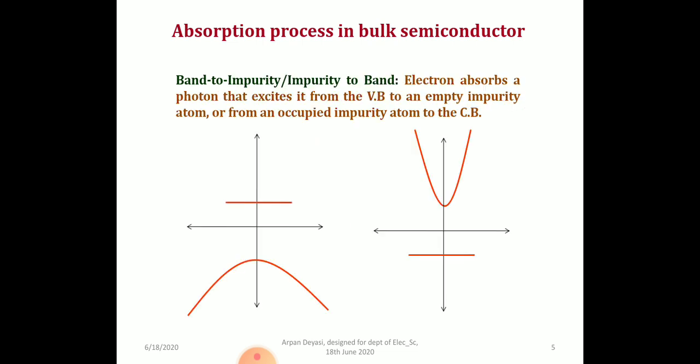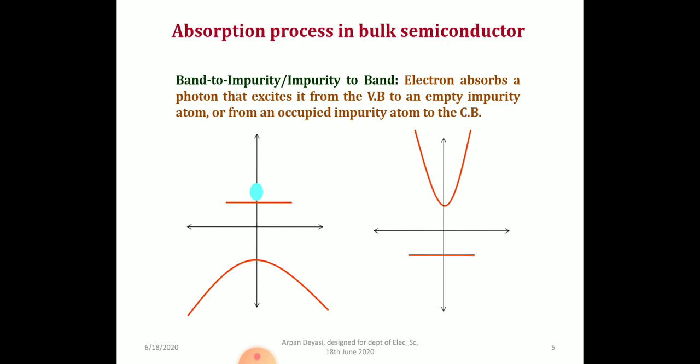Next comes the third process, which is called band to impurity or impurity to band. Normally in a doped semiconductor, the impurity level will exist in the forbidden region. That means though the region is forbidden, at a particular energy level the carriers can stay. So if you have an electron in the valence band and it absorbs a photon, then naturally it will go to the impurity level, which is the closest possible level available for it.